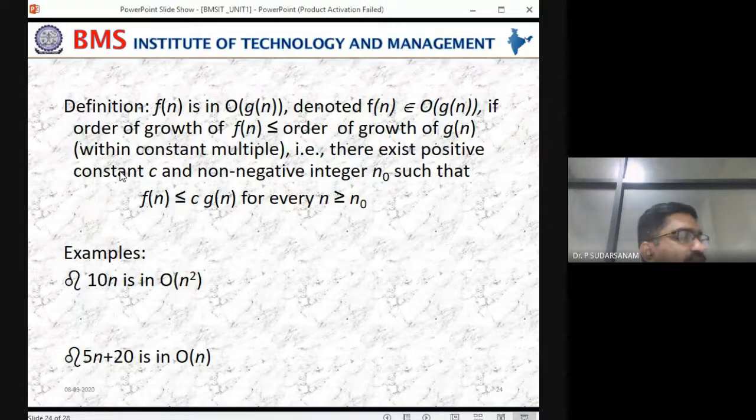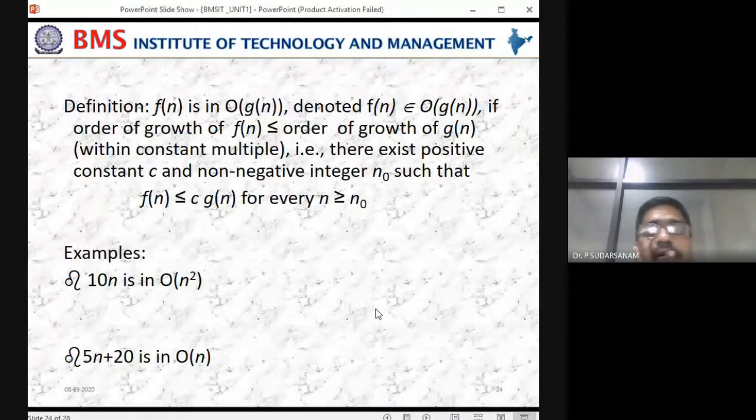So yesterday you learned how order of growth works. Order of growth is nothing but mathematical calculations of how the growth goes up, like 1, 2, 3, 4, 5. That is called the growth we have seen. In today's class we have to see the asymptotic notations and their definitions, and how they will be working.